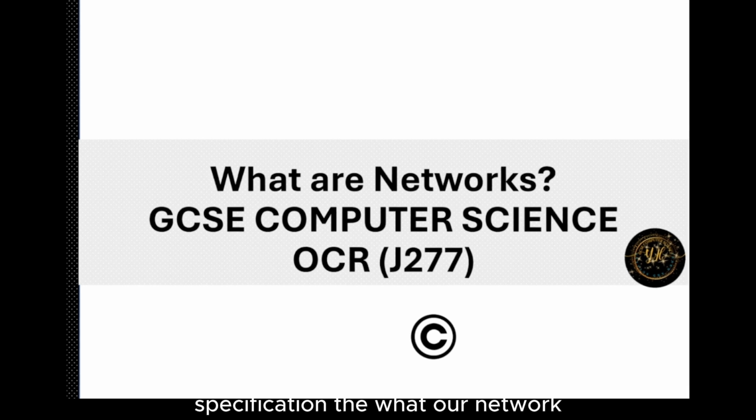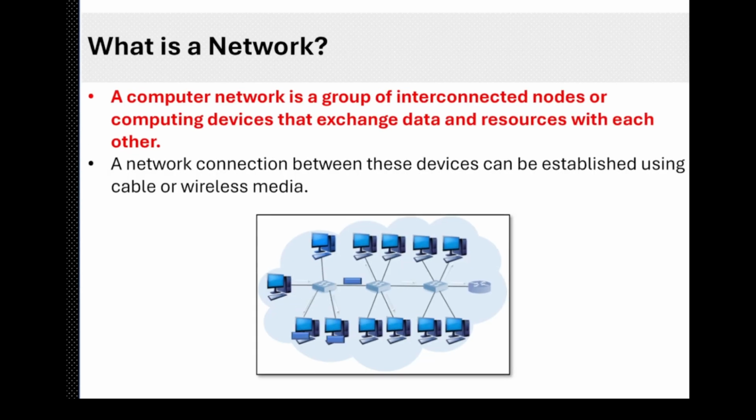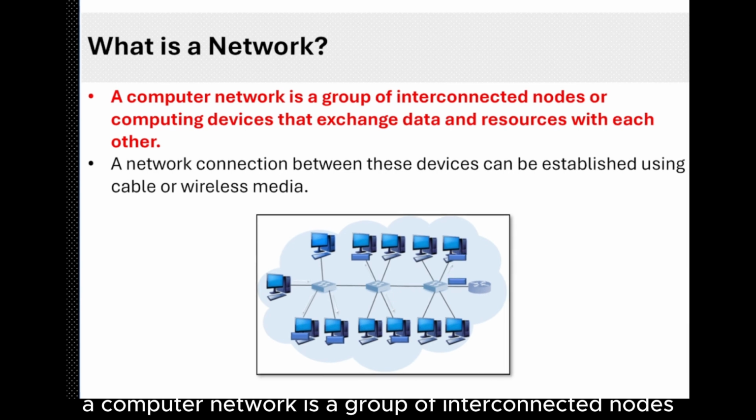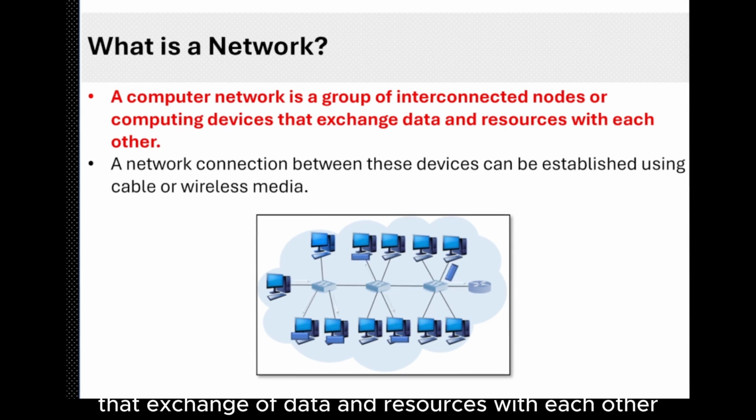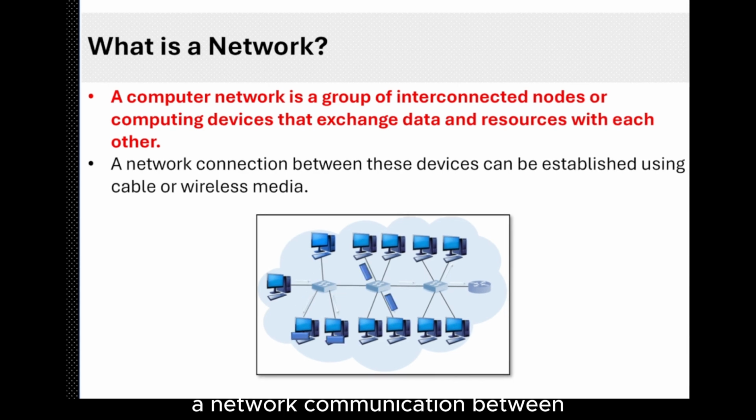So, what are networks? A computer network is a group of interconnected nodes or computing devices that exchange data and resources with each other. Network communication between these devices can be established using a cable or a wireless media.